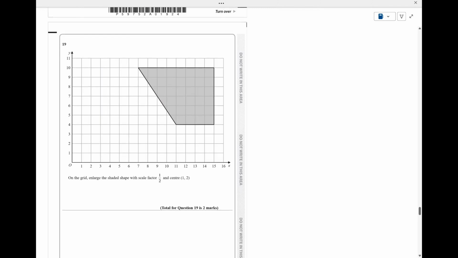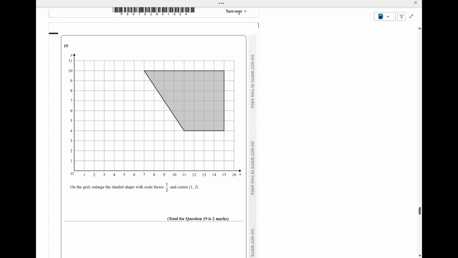What have we got here? On the grid, enlarge the shape with a scale factor of 1/2. Center 1, 2. So here's my center. It's got to have a scale factor of 1/2. So it's going to be half as big. And it's going to move here halfway towards the center. So that red dot is going to end up there.